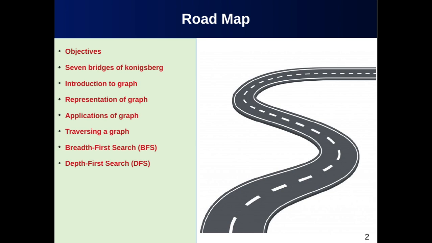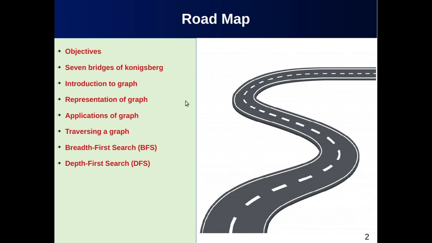And then we will see how we can represent a graph inside the computer memory. There are two different methods. We will shed some light over them. Moving forward, we will talk about the applications of a graph, different areas where graphs can be used. And then at the end of this lecture, we will see two very useful methods for traversing of a graph, and they are known as BFS and DFS.